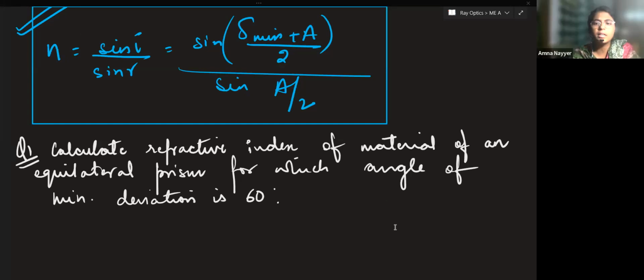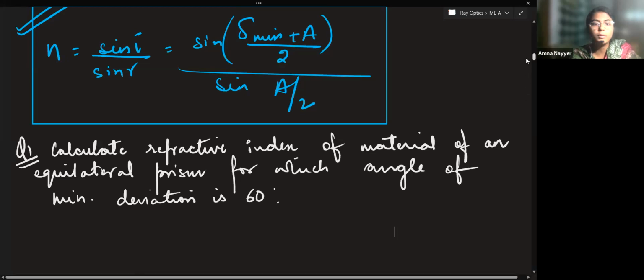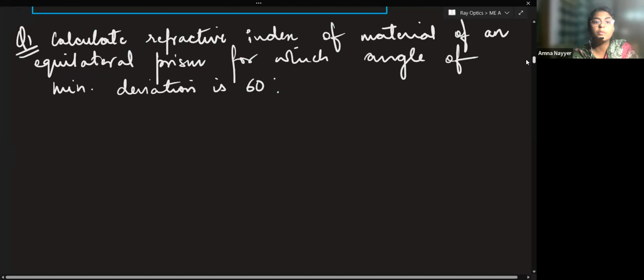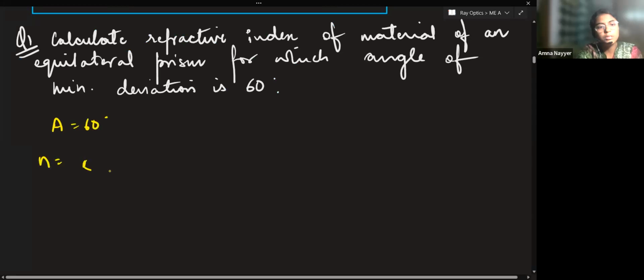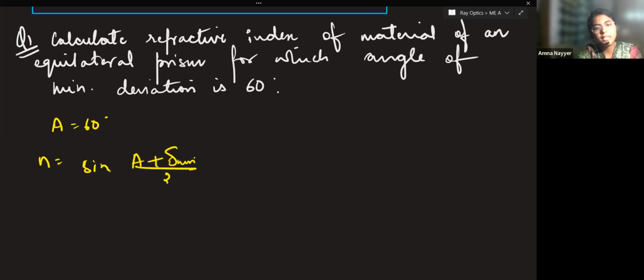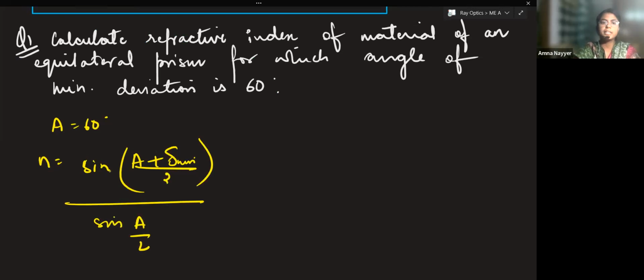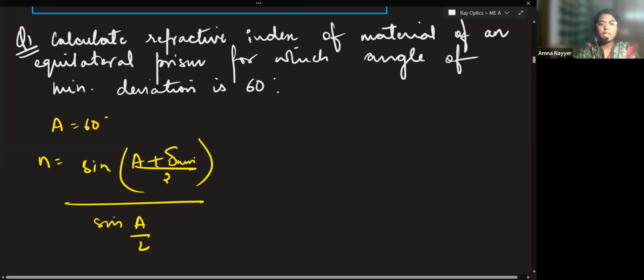Okay, this says calculate the refractive index of the material of an equilateral prism for which the angle of minimum deviation is 60 degrees. For an equilateral prism, the angle of prism is also 60 degrees. What was the formula? n is equal to sine of (A plus delta minimum) by 2 divided by sine of A by 2. This is the refractive index. So n is unknown, A is 60 degrees, and delta minimum, the angle of minimum deviation, is also 60 degrees.